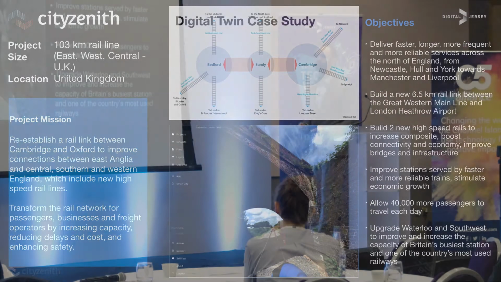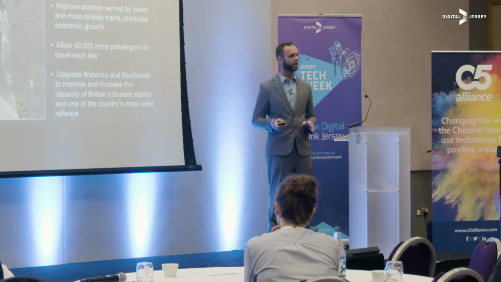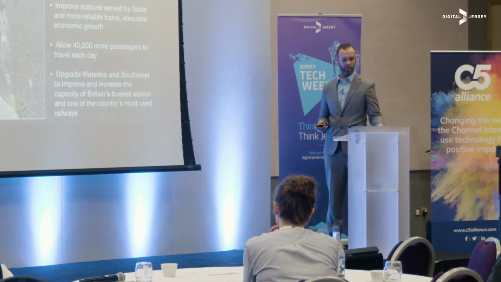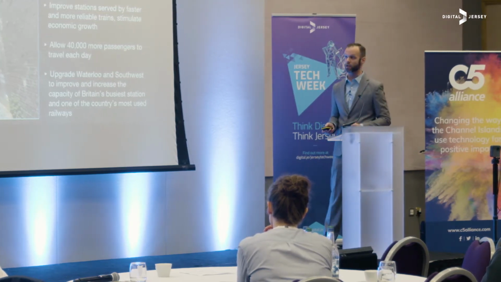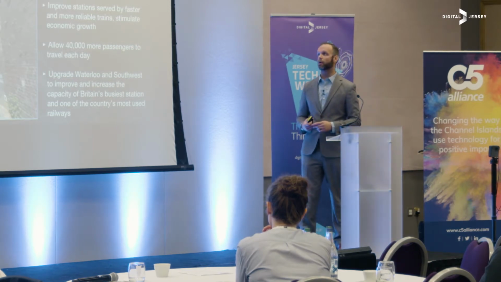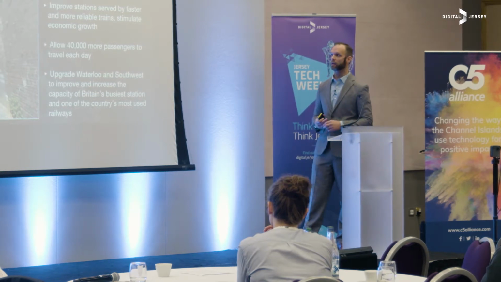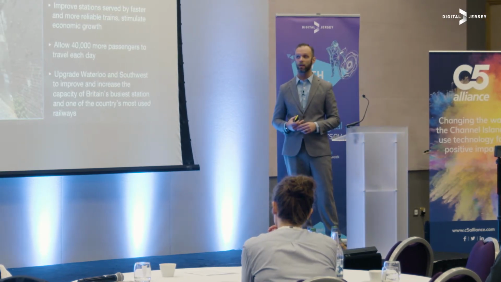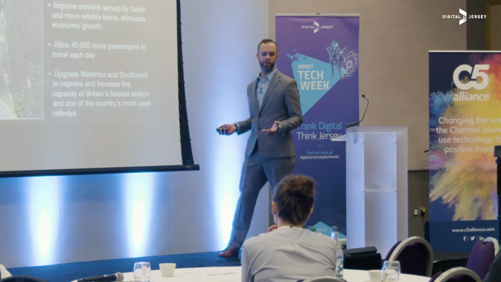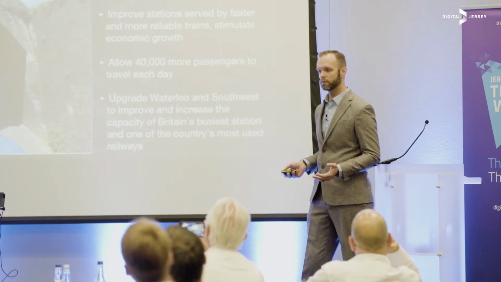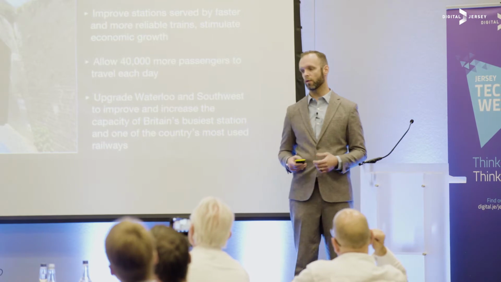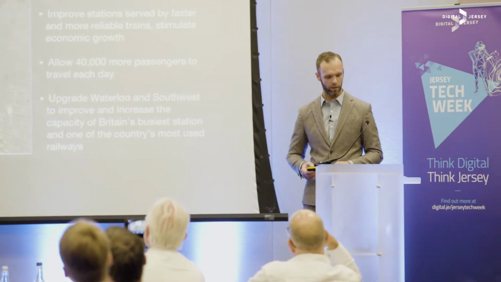The last project I want to share with you, this one is a little bit different than the other ones because it's not a city and it's not a campus. It's more of a linear project. It's a 103-kilometer rail line in the UK. It's with W.S. Atkins and the East-West Rail Alliance. And the goal of this project is to reestablish a rail link between Cambridge and Oxford, and to allow 40,000 passengers or more to travel each day.